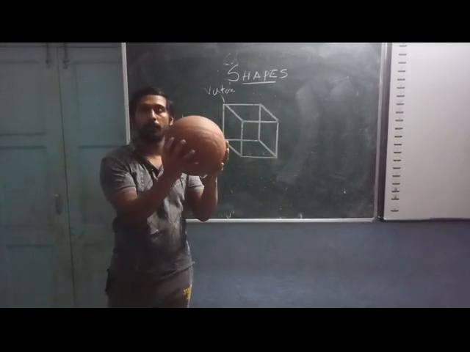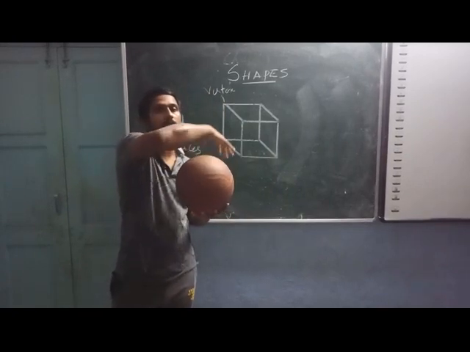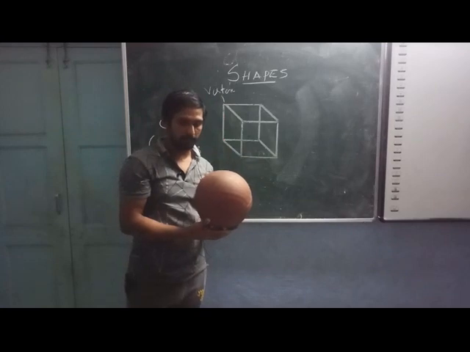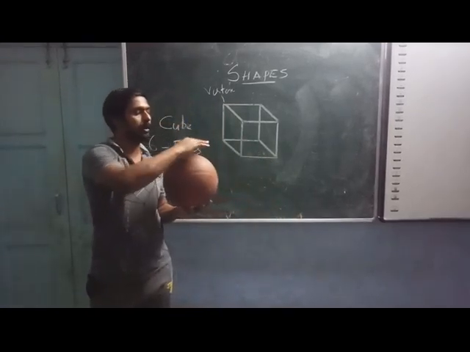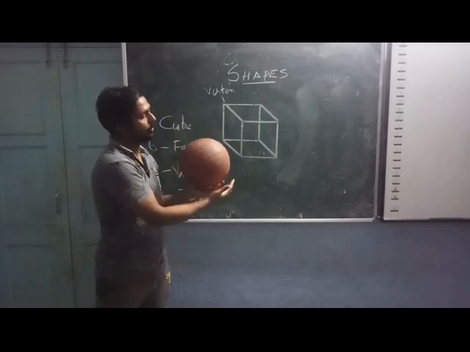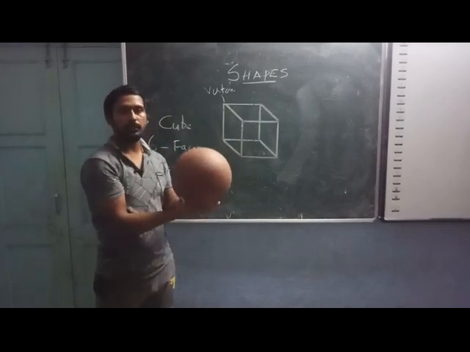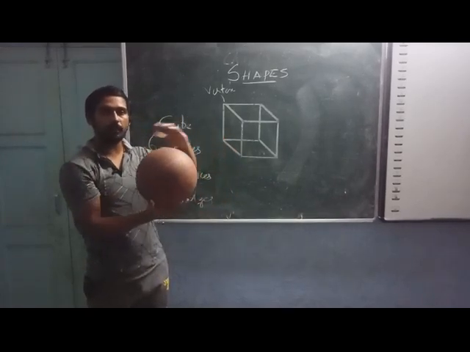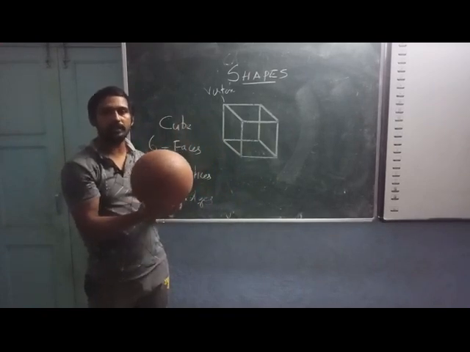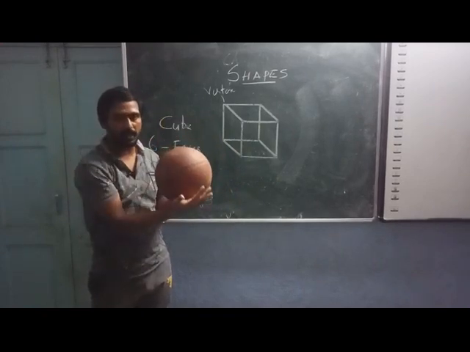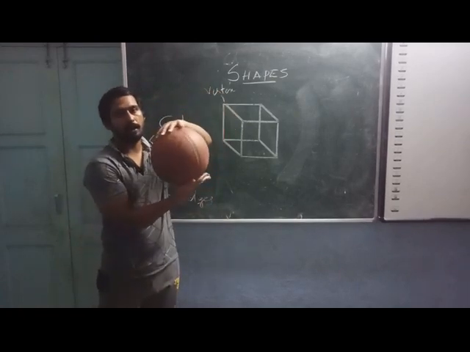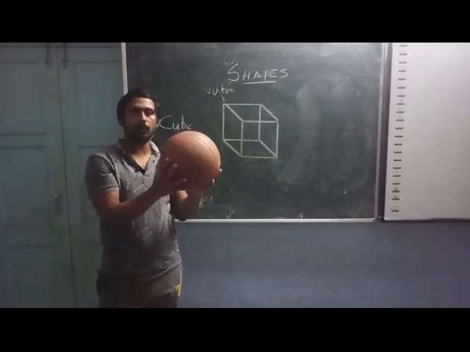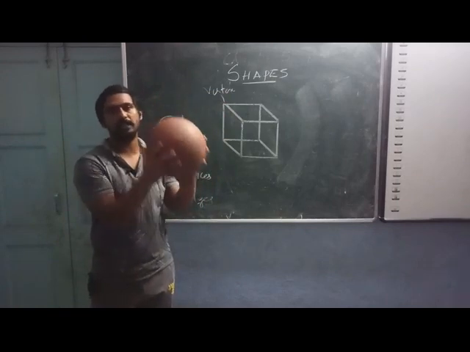So it is having only what? It is only having one curved face. You see, this is called a curved face. So a sphere has no edges, no vertices, but only one curved face. Okay, this is called a sphere. Understood? So this is the third shape, sphere.